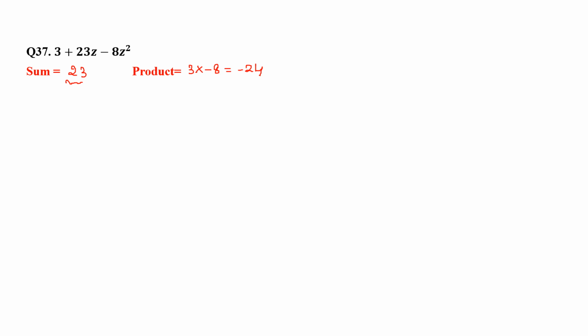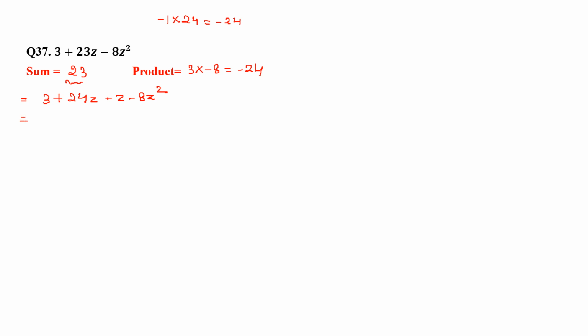So I can see here that 24 comes in one table, so 1 into 24 is 24, but here it is negative 24, so I can write minus 1 into 24 as minus 24, right? And if I add minus 1 and 24, I will get 23. So it means I have to split the middle term as 24z minus z. You can change the order also. You can first write 3 minus z plus 24z minus 8z square also.